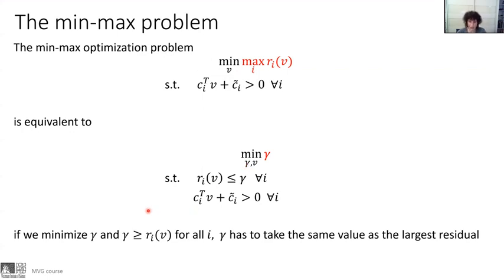And it turns out, just think about it, that if I minimize gamma, and gamma is indeed larger or equal than every residual, then gamma is going to take the same value as the largest residual, which means that this problem is totally equivalent to this problem. Okay, this kind of formulation is called the epigraph formulation. So I'll take the objective, I'll put it in the constraint, and I put here a very simple linear objective, just gamma. Okay?